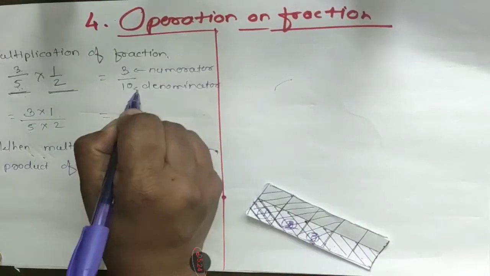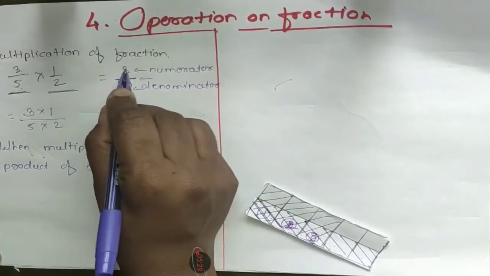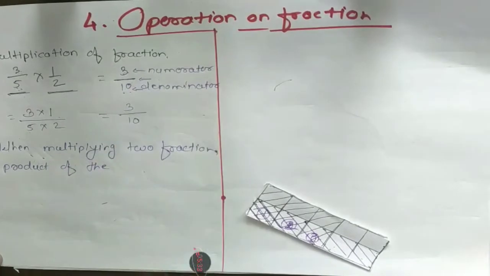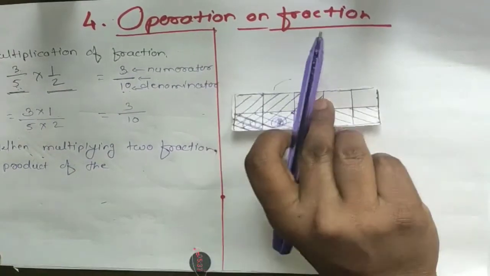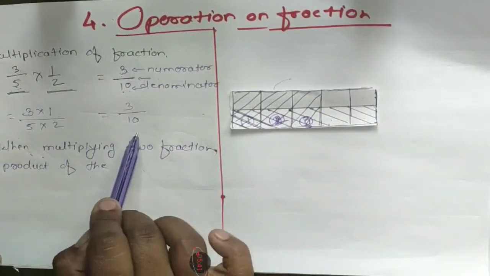This is the sign called upon, or divide. 3 divided by 10, you say 3 upon 10. So this is the sign. So what do we get to know from this? By this activity, a simple multiplication of numerators and denominators, we get the answer.